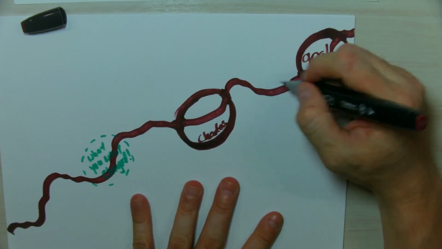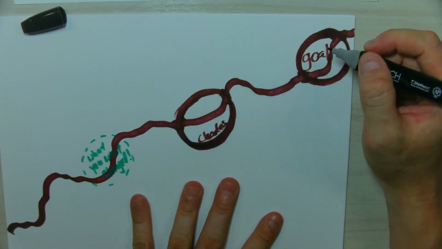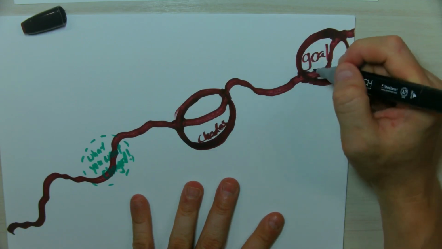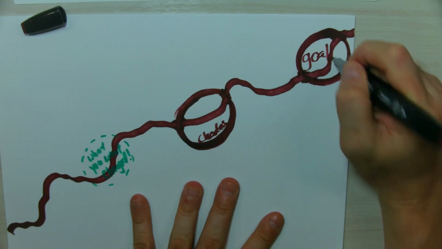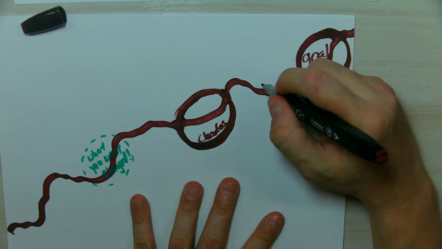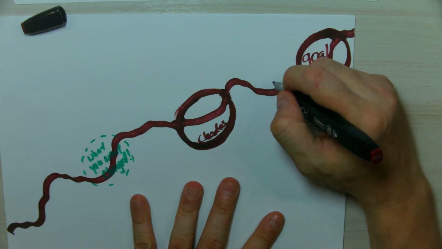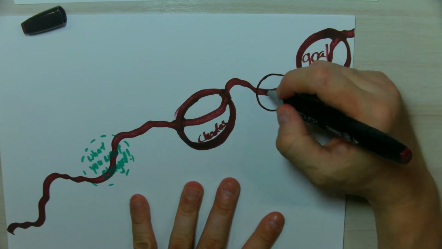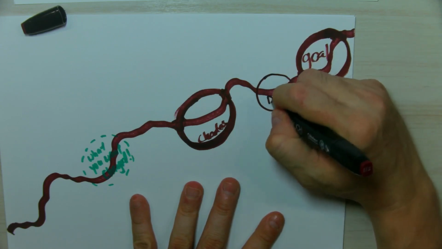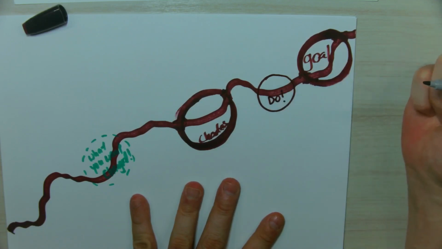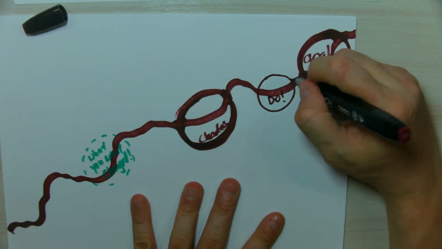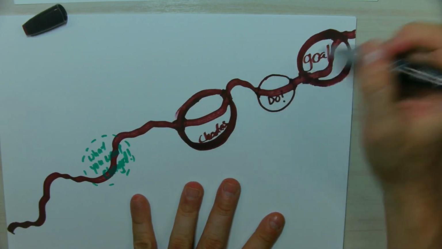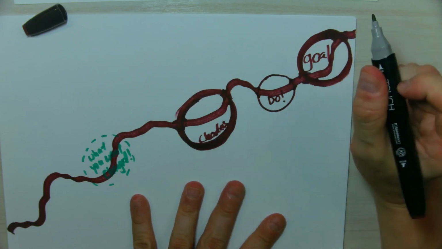Draw a circle somewhere along this line and name it something that you can do to reach this goal here. Okay, at least one. Then of course you've got to do your rounding. I'm just going to do some simple rounding.